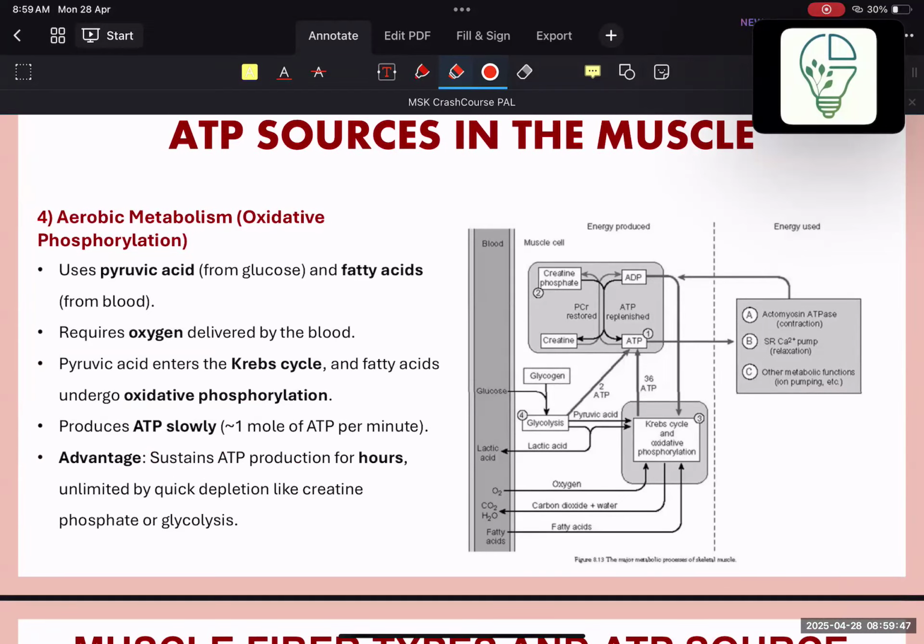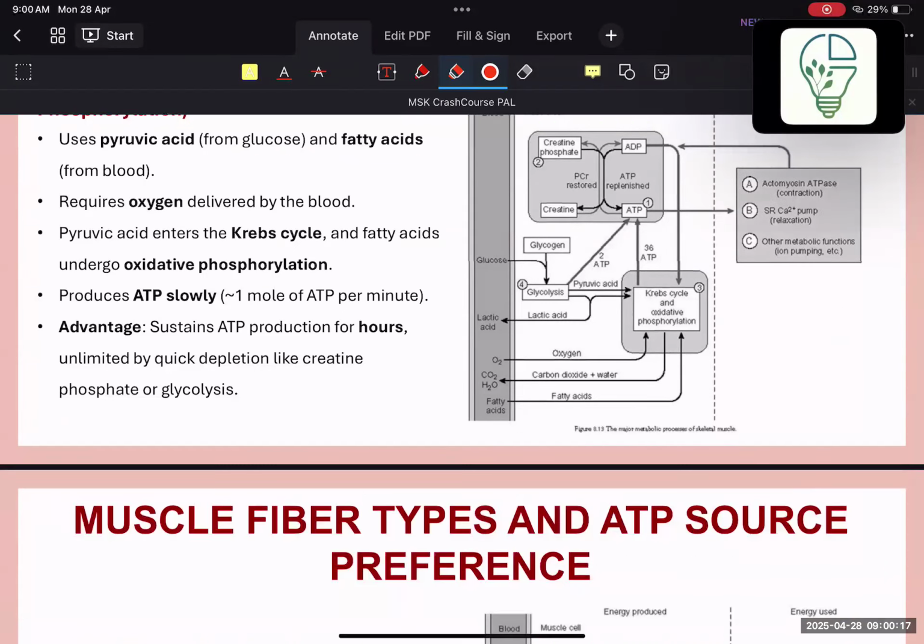So that means you have two sources for this. Number one is glucose. So you get pyruvic acid from glucose, and then you enter the Krebs cycle and the ETC cycle to make ATP, or you use fatty acids and undergo oxidative phosphorylation to make ATP. Now, this is slower than the other types that we explained. However, it's unique because as long as you have oxygen, you can use this for as long as you need, and it's basically unlimited, which is important for certain types of muscles.